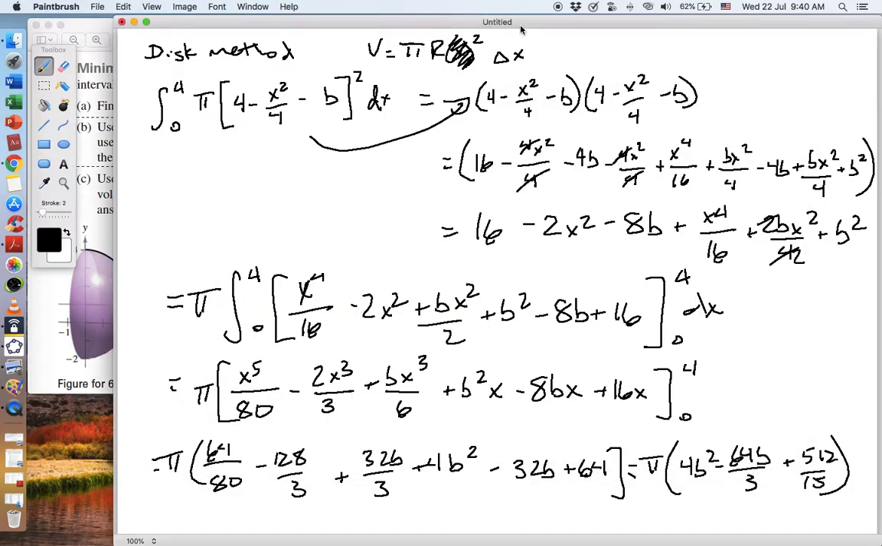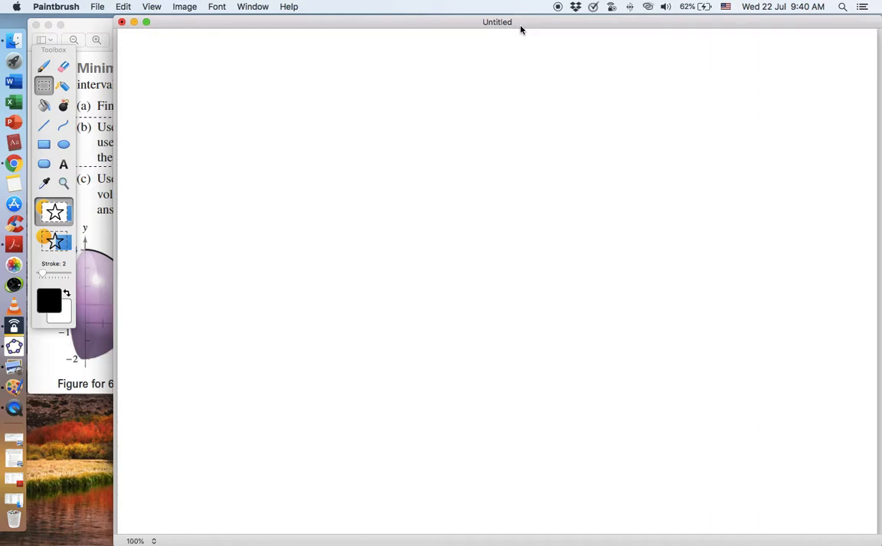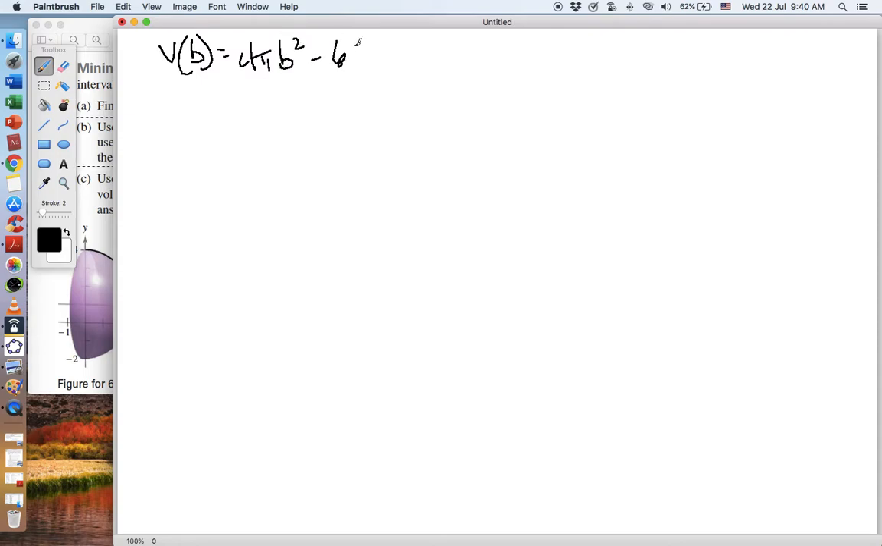We know that the volume of the curve as a function of b is equal to 4 pi b squared minus 64 pi b over 3 plus 512 pi. That's just directly from that last solution there. And so we can then take the derivative to find the minimum.